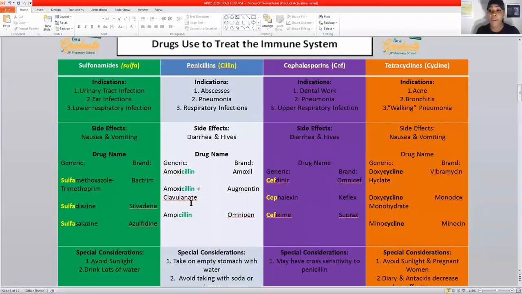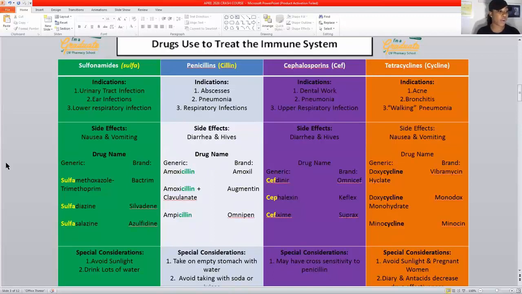Then we have amoxicillin clavulanate, which is Augmentin, and ampicillin, which is Omnipen. If you look, you'll see cillin, and cillin is here. That's a really easy one. And again, we're going to take this step by step.